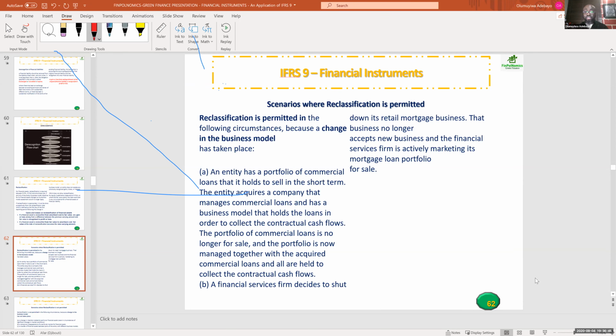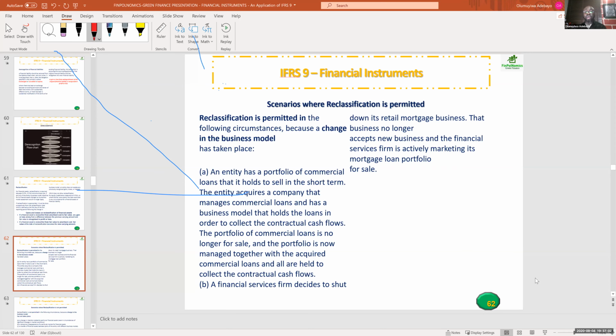Now let's look at two scenarios. The first scenario is this. Let's say an entity has a portfolio of commercial loans, and this portfolio of commercial loans is held for sale in the short term. That is the strategy of that company.